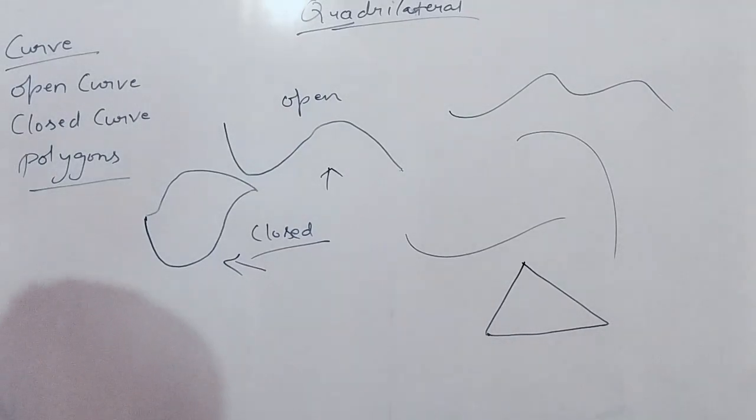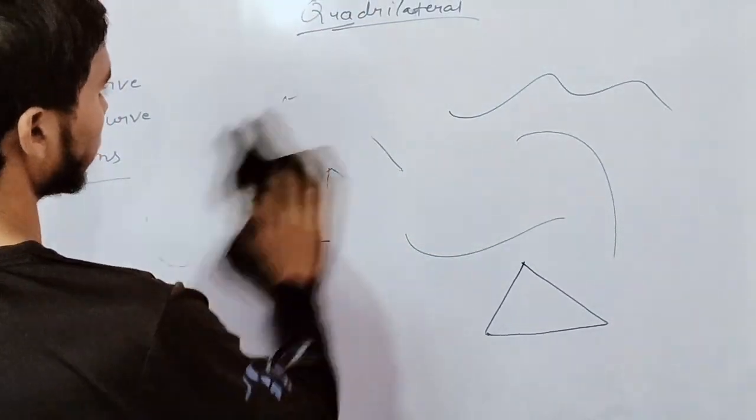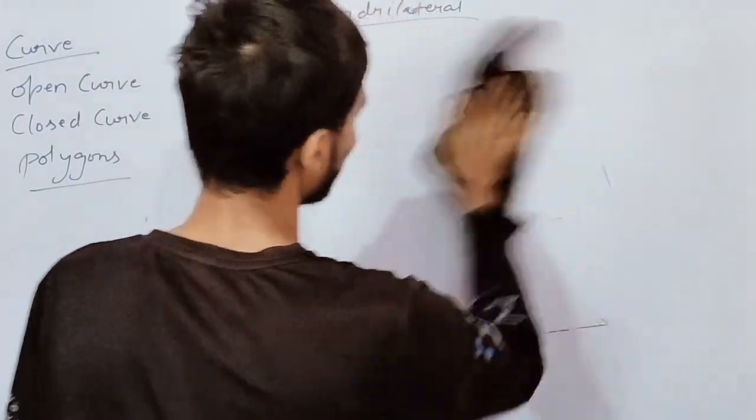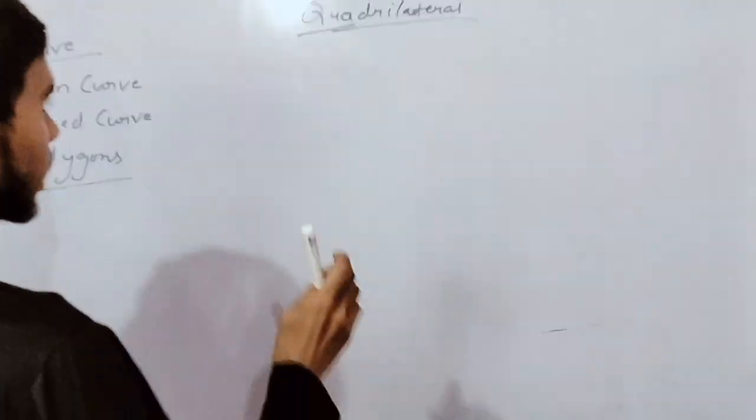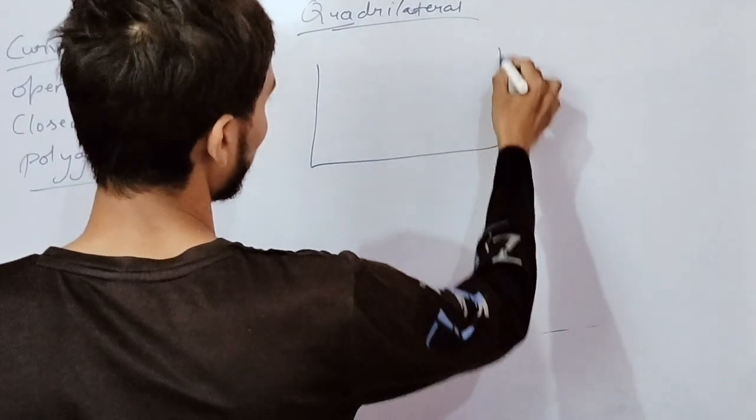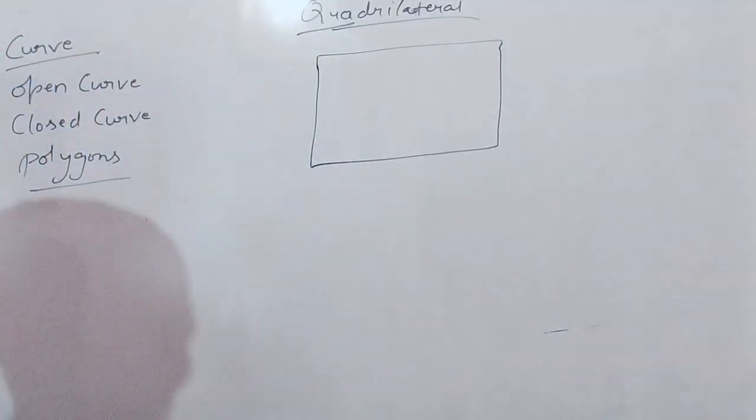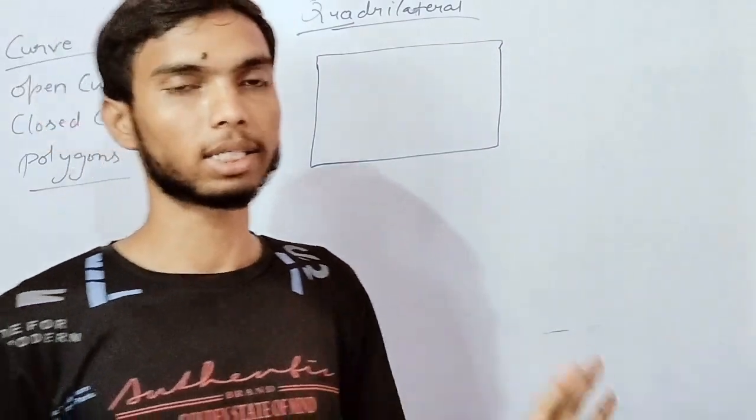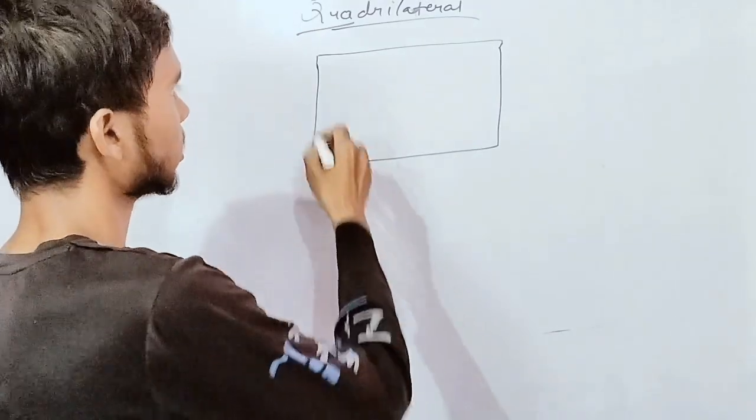What is a diagonal? What do you think about a diagonal? If we take 4 line segments, then we can draw a quadrilateral. A polygon which has 4 line segments and is closed will be known as a quadrilateral.